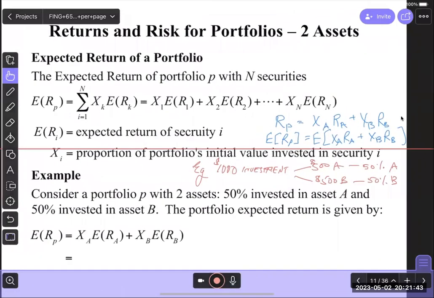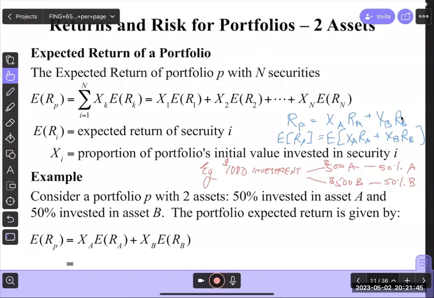Uh-oh, this is a black background. What happened? I can give you an example to show you what I mean.